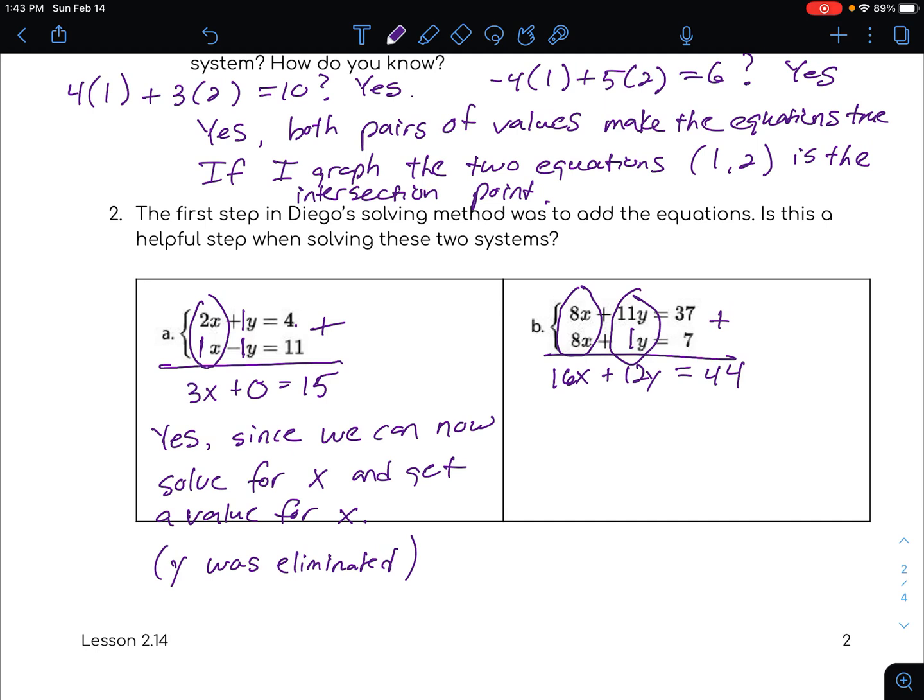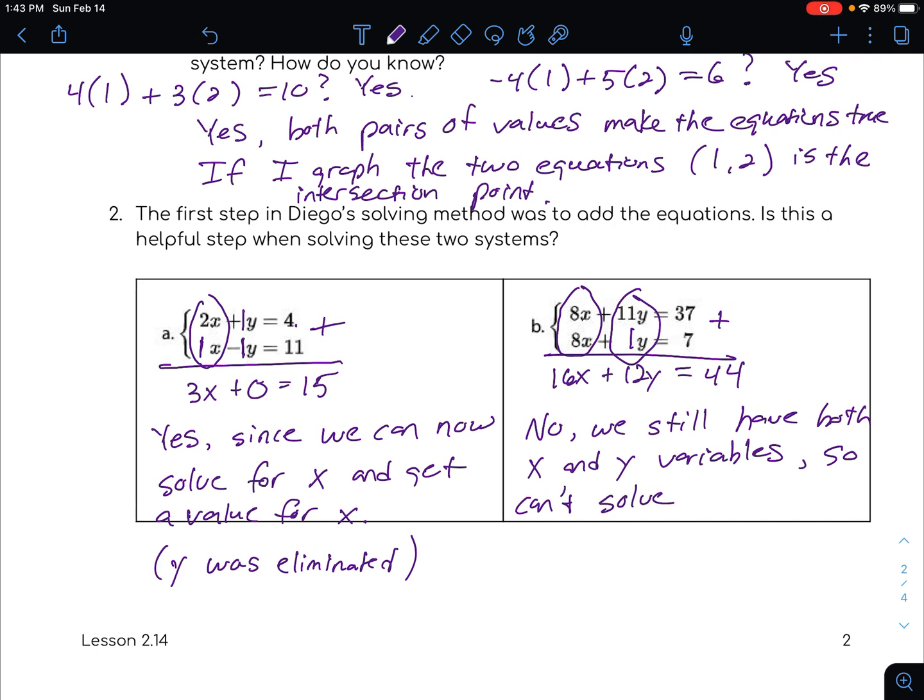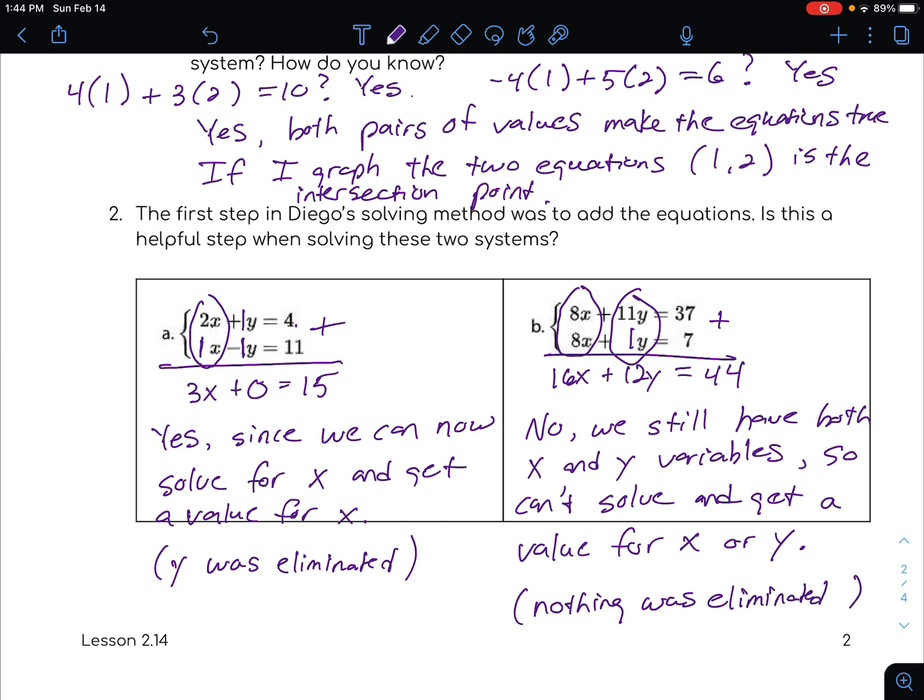So in this case, it kind of created a third equation that wasn't easier and didn't help us solve for a variable. So no, we still have both x and y variables, so we can't solve and get a value for x or y. Nothing was eliminated. When I say nothing, I mean neither variable. Neither variable was eliminated.